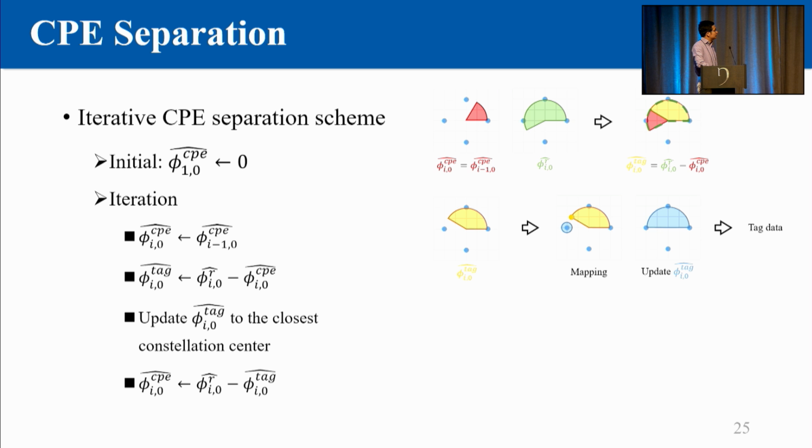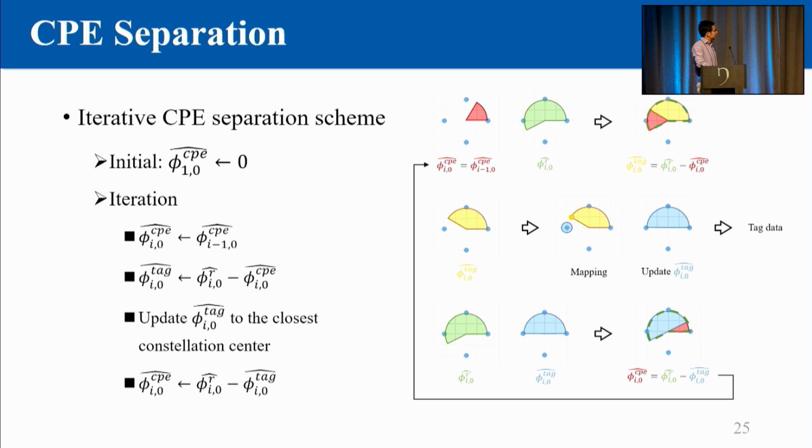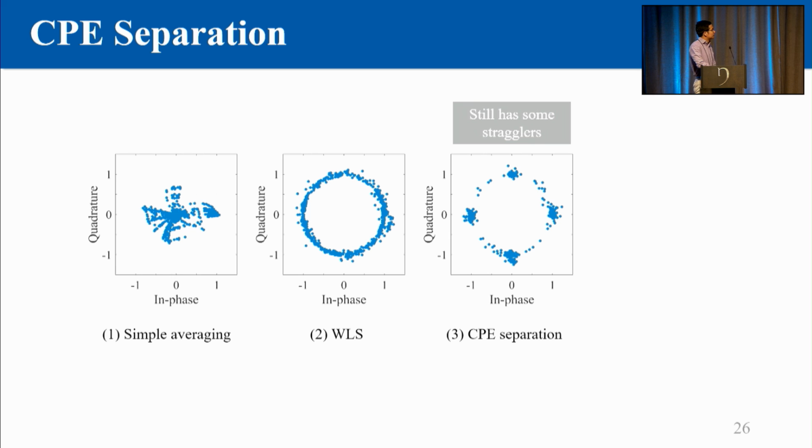Then, we update CPE using the new tag phase estimate and equation 2. We update the red sector using the green and blue ones. This iteration is completed and we move to the next symbol. We successfully remove the accumulating CPE through the above iterations on each symbol. However, we notice that there are some stragglers in the constellation diagram. We find that those are symbol assembly errors caused by STO.